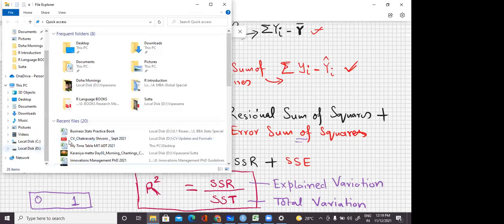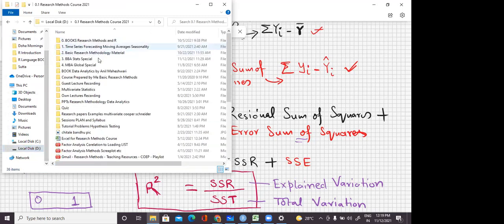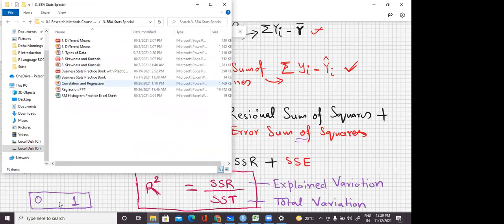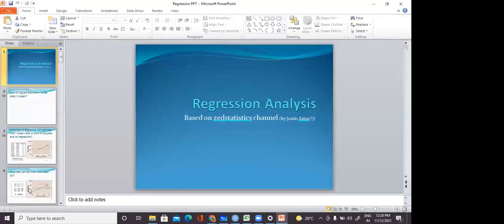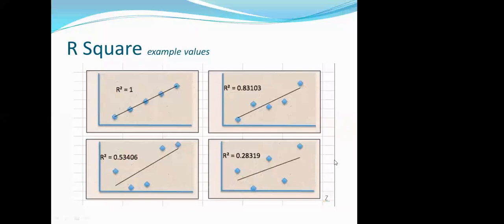Okay, so I think I have some graphs of different regression lines with different R square values. If I'm able to project that, it will give a clearer picture. Now look at these R square values.